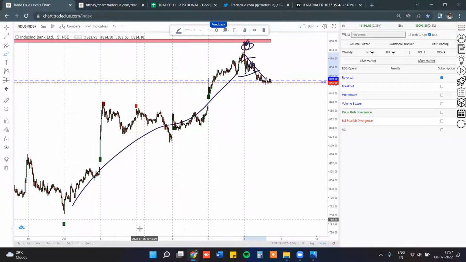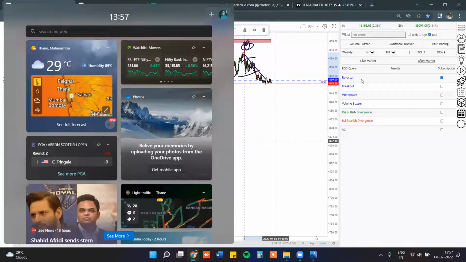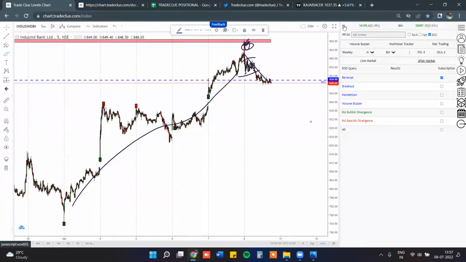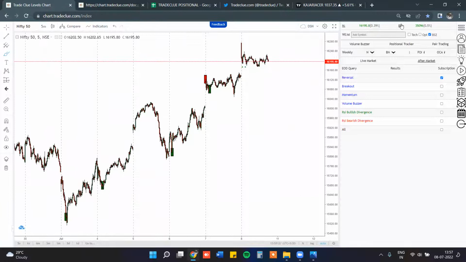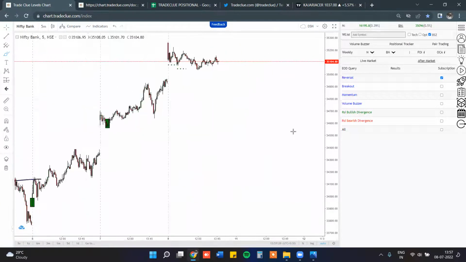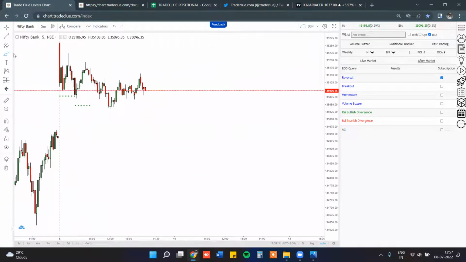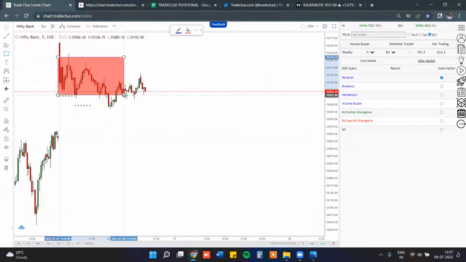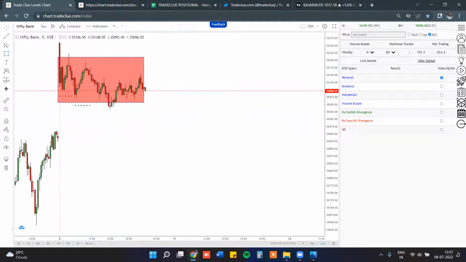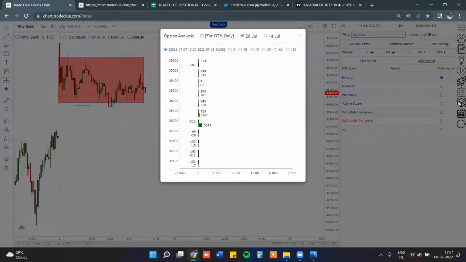So I hope we are almost done with today. For those who are trading Nifty and Bank Nifty, they can keep track of the live OI as well. Yes, it has been sideways today.